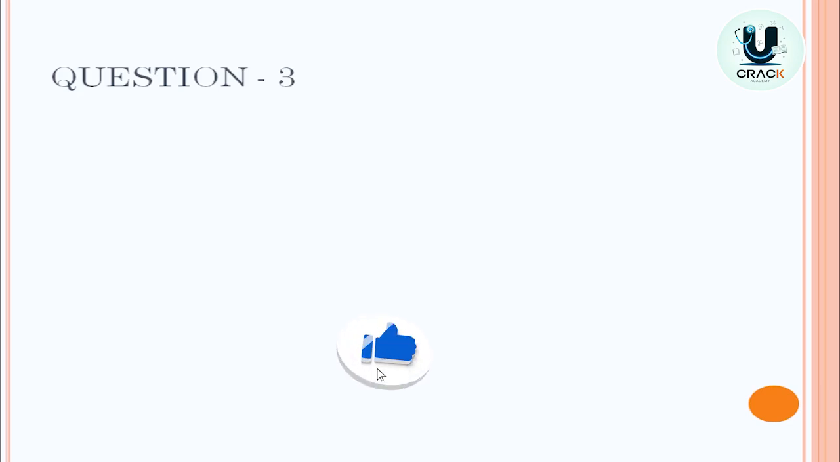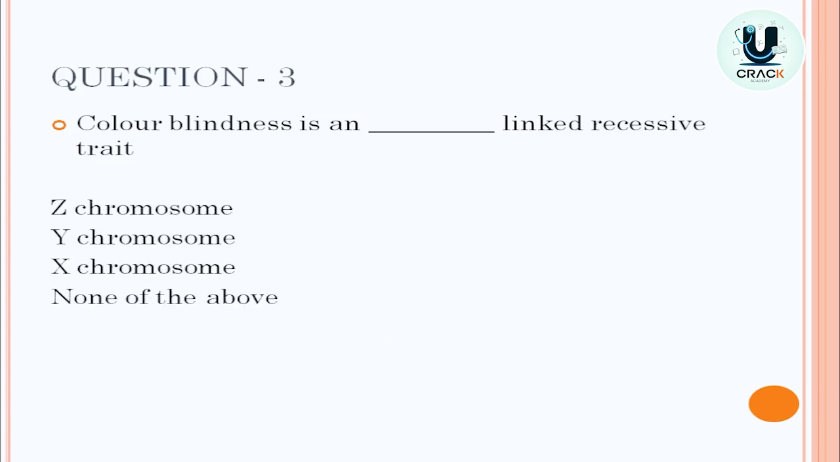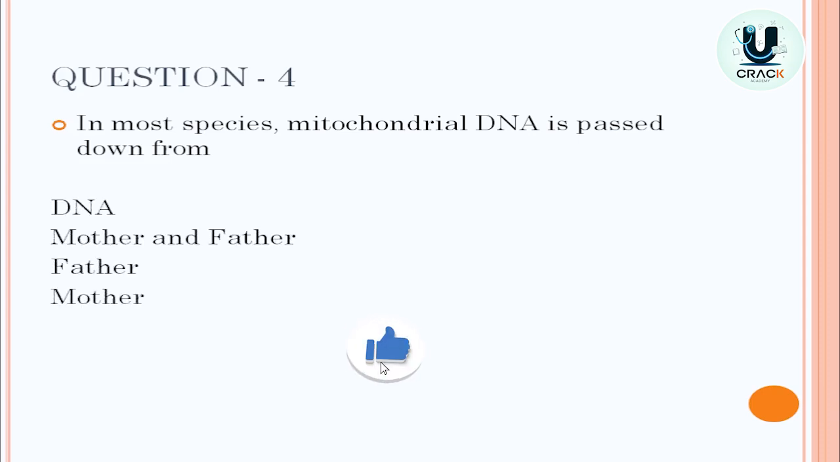Question number 3. Color blindness is an dash-linked recessive trait. Options: Z chromosome, Y chromosome, X chromosome, none of the above. Answer: X chromosome. Question number 4. In most species, mitochondrial DNA is passed down from: mother and father, father, mother. Answer: mother.